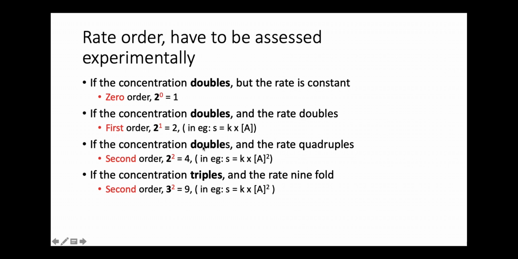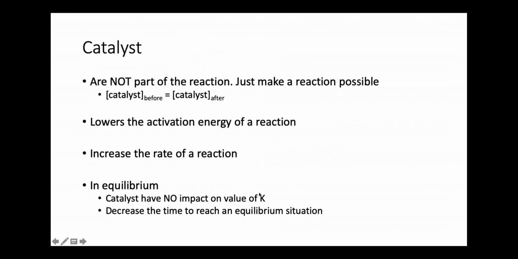If my concentration doubles and my rate goes up by a factor 4, so quadruples, we call it second order, because doubling is 2 to the power of 2, so 2 squared is 4. And it could be a rate order. If my concentration triples and my rate goes up by a factor 9, then it's also second order, because times 3 to the power of 2 is 9. It can also be this rate law.